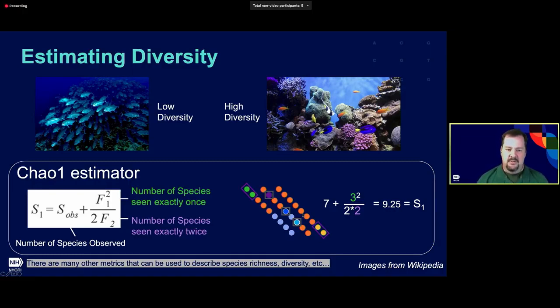And we have all of these different estimators. An example that I have at the bottom that's actually not really used very much in real research because it's an older estimator, but it's very easy to explain, is called the Chao-1 estimator.